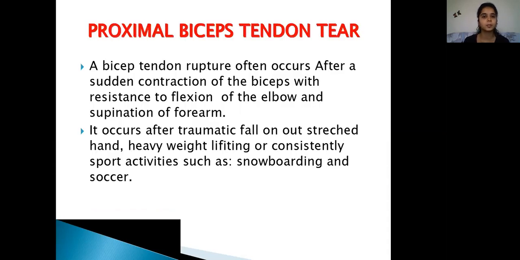Proximal biceps tendon tear. A biceps tendon rupture often occurs after a sudden contraction of the biceps with resistance to flexion of the elbow and supination of the forearm. It occurs after a traumatic fall on the outstretched hand, heavy weight lifting, or sport activities such as snowboarding and soccer.